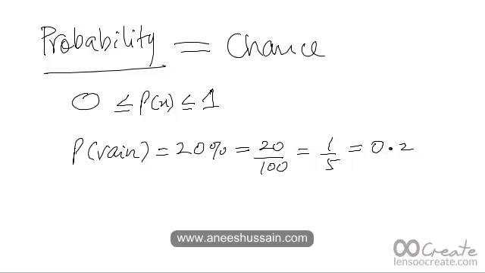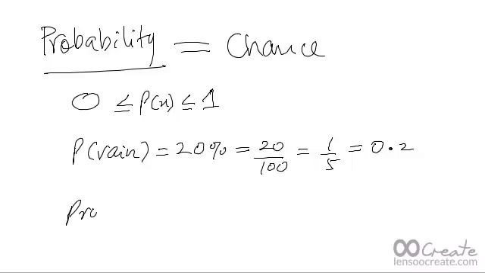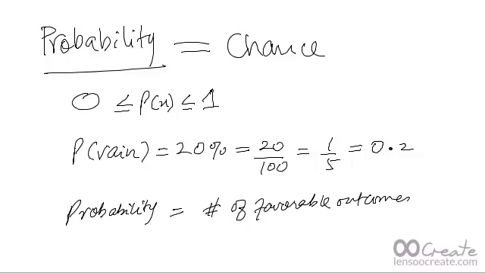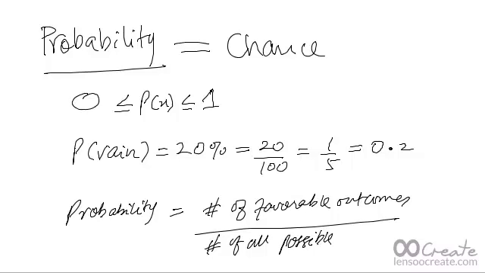One simple way of expressing probability is that probability is equal to the number of favorable outcomes divided by the number of all possible outcomes. Okay, so we're going to discuss this idea in slightly more depth now. Let's look at a simple example.